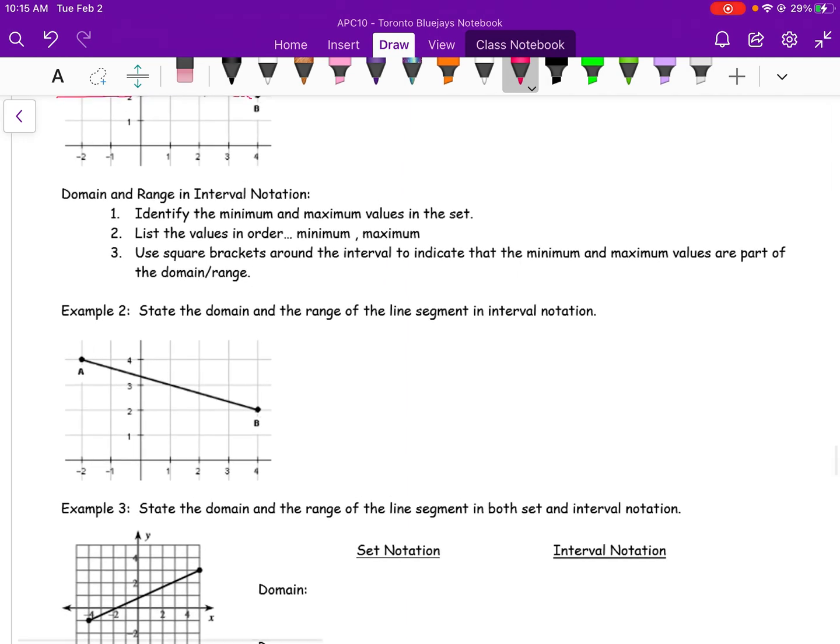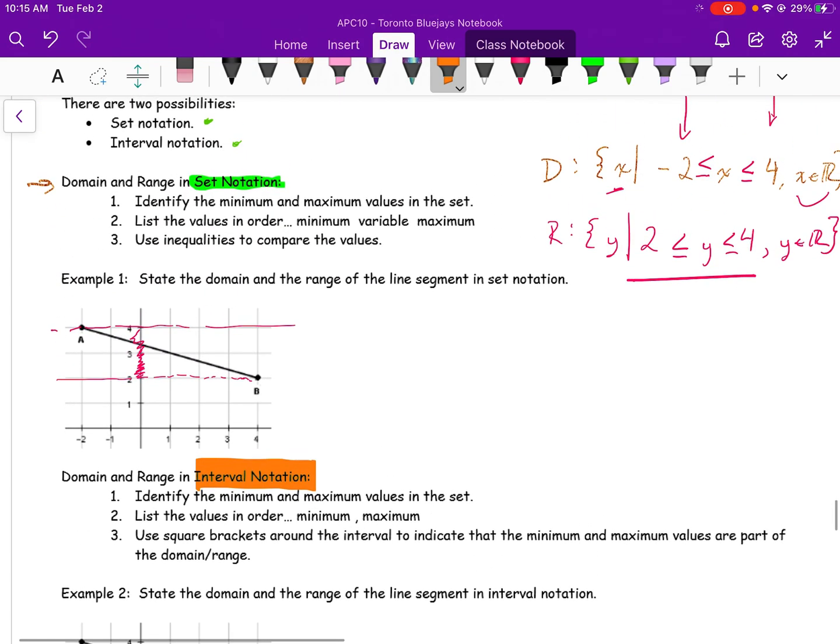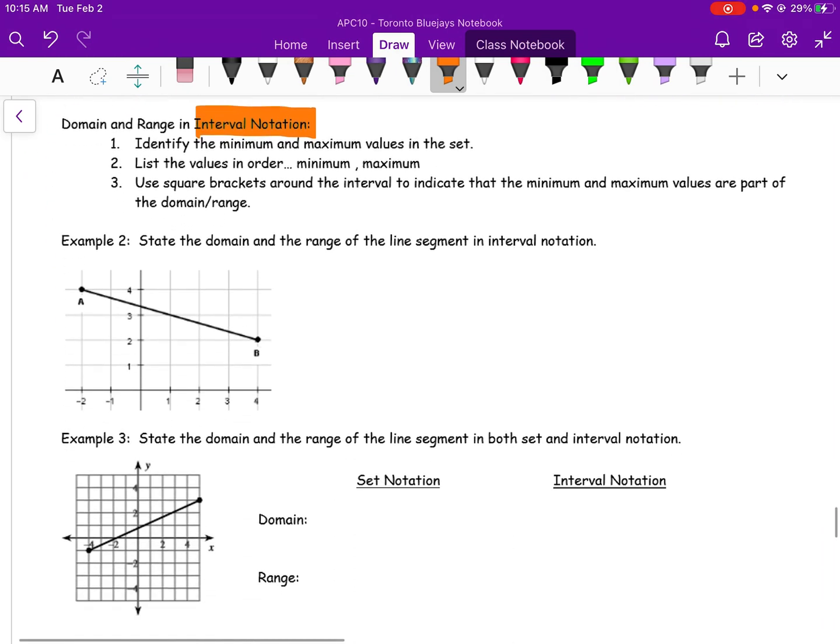So right now, we're going to identify the domain and range in interval notation. The above was set notation. How can you tell set notation? Because of the use of these kooky brackets called set brackets. Interval notation is a little bit different. In interval notation, you can write sets, or they're used to describe any continuous relation that goes from point A to point B and all points in between. Or in other words, they can describe a continuous interval.